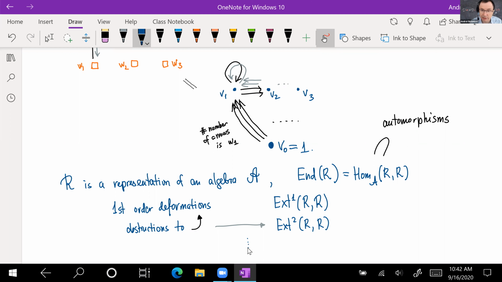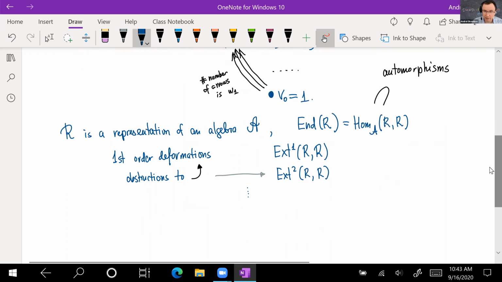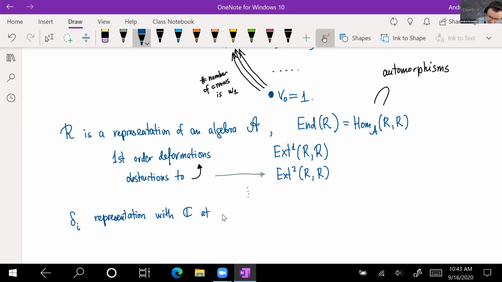In principle this goes on, but that is not going to be the case for us, because of the kind of representations we may consider: representations with delta I, which is called a delta I representation. A representation of my algebra is a vector space at every vertex and maps between them, with the vector space, we call it C, whatever your field is, at the ith vertex, and all maps are zero.